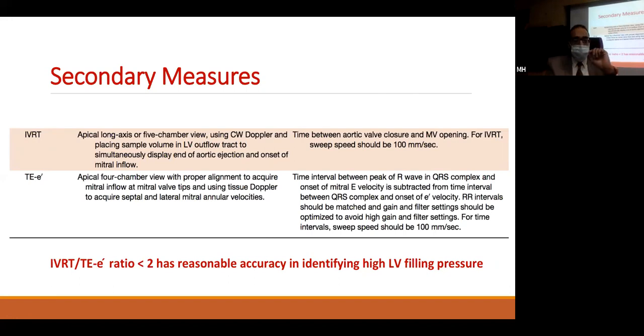And also you may divide this by another variable, which is the time to E divided by the time to E prime. So you measure the time from the R wave to the E wave and the time from the R wave, so you should be ECG gated, to the E prime velocity. Actually it's really very complex. And if the ratio is below 10, it has high accuracy for diagnosing LV filling pressures.